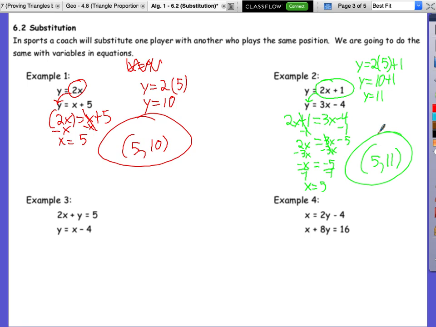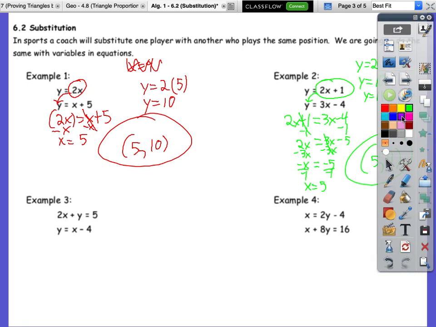Okay. Questions on these first two examples so far, kind of this process of substitution?